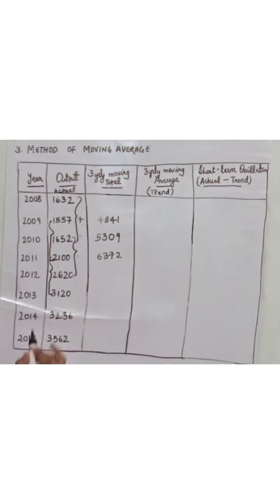Okay, this is my middle element. 2620 is my middle. So the addition of these three, the result will be placed in the place of the middle element's corresponding column.